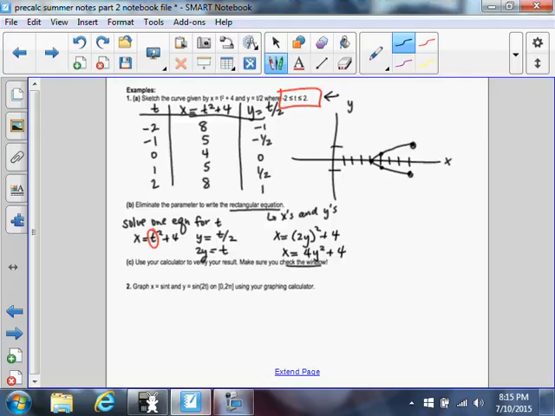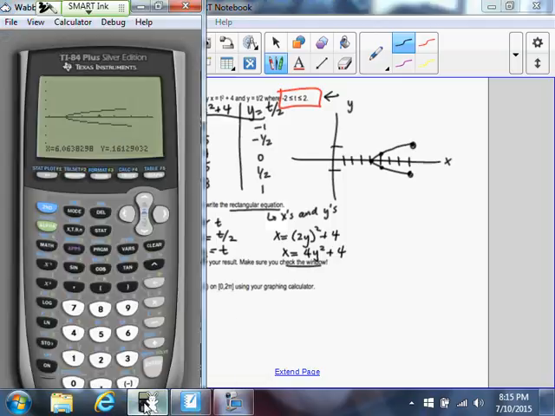Number 2 says graph x equals sine of t and y equals sine of 2t from 0 to 2 pi on your graphing calculator. So we're going to go ahead and do that one as well. I'm going to go back to my y equals, and I'm going to put sine of t.